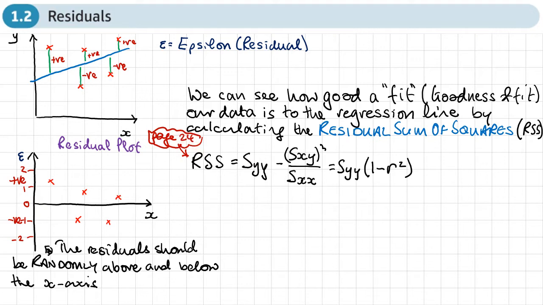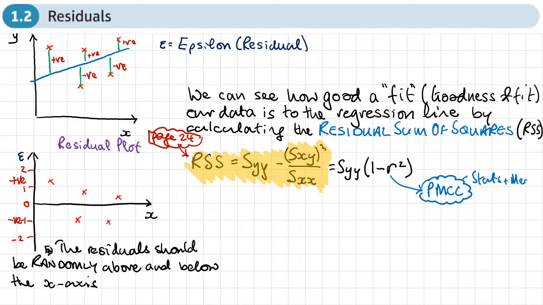In this section, we're only interested in this part of the formula, which is written in the formula book. But the formula book also goes on to tell us that this is also equal to Syy times 1 minus R squared. Now R we would have come across before, and R is the PMCC, the product moment correlation coefficient, which you would have come across in the Statistics and Mechanics Year 2 book. So there's a link between this RSS and the PMCC, and it's this part here.